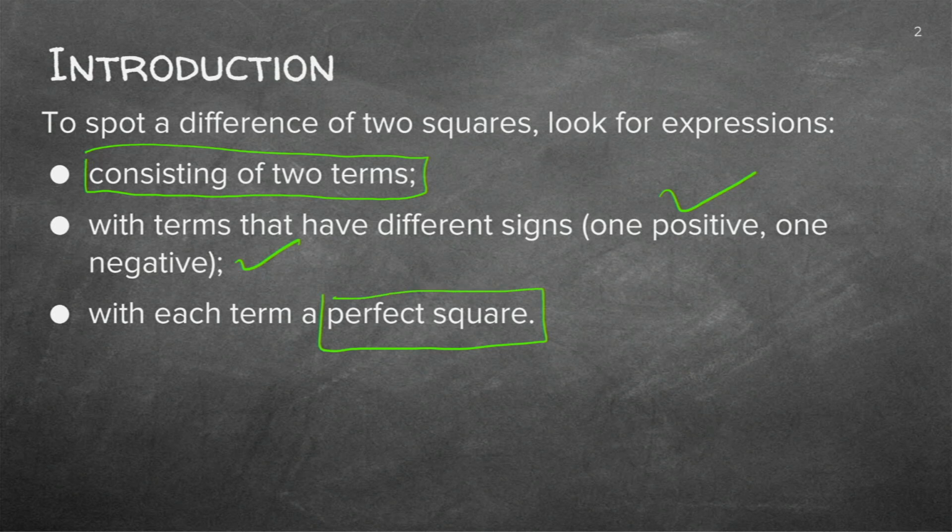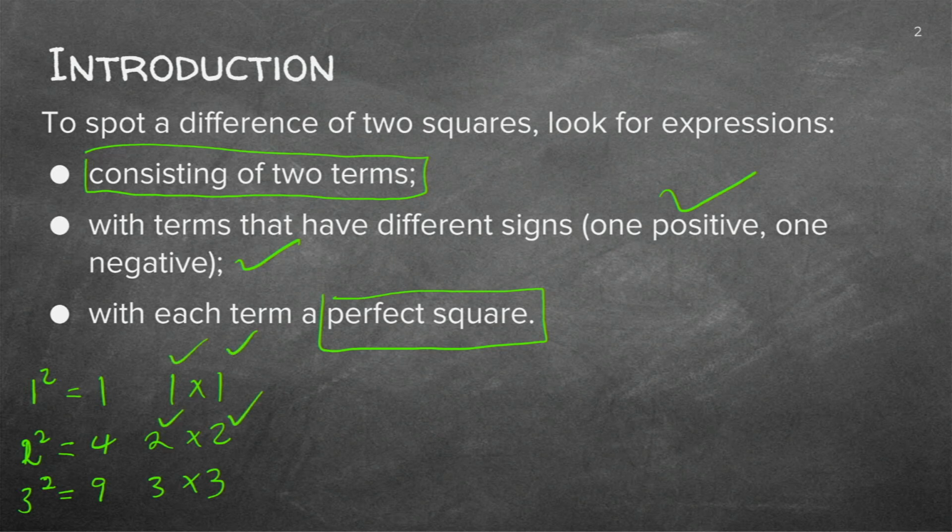If you do not understand what a perfect square means, I'm looking for values where, if I say 1 to the power of 2, I get 1. If I have 2 to the power of 2, I get 4. If I have 3 to the power of 2, I get 9. All these values can be written in the form of 1 times 1, or 2 times 2, or 3 times 3. We say they are perfect squares because they repeat the same number. That is why they are called a perfect square.